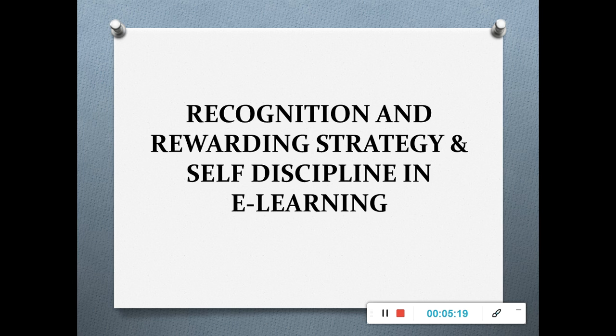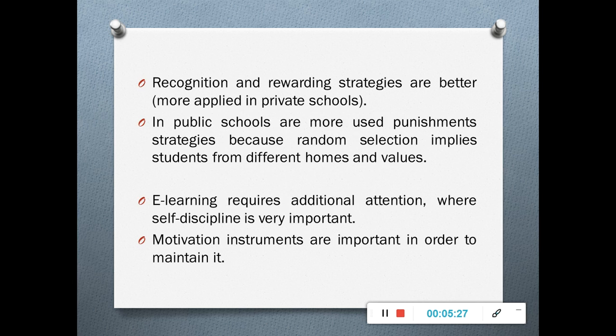Now, recognition and rewarding strategies and self-discipline in learning are important too. For example, based on a study, recognition and rewarding strategies are better, and they are more applied in private schools, while in public schools more punishment strategies are used because we have random selections of students from different homes and values. But recognition and rewarding strategies can have better results.